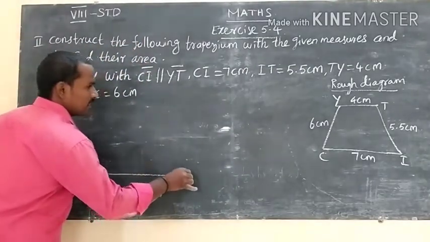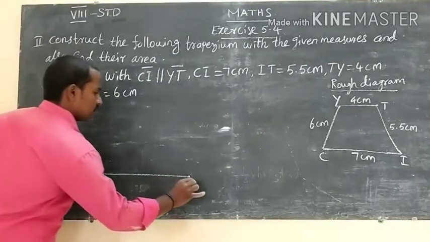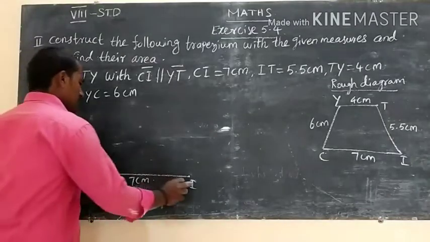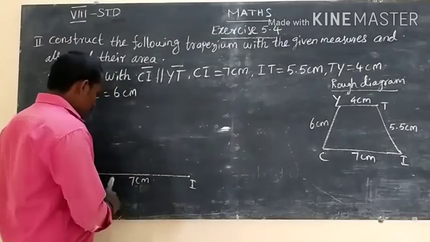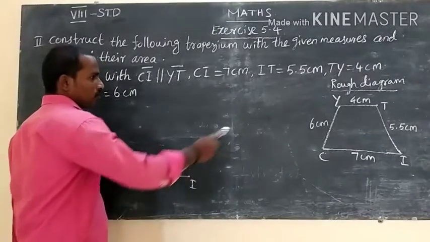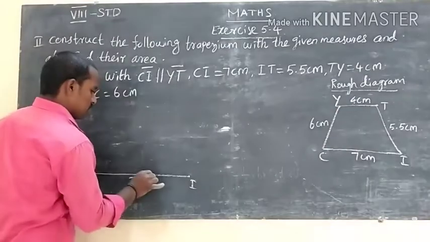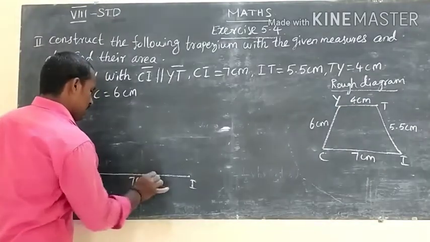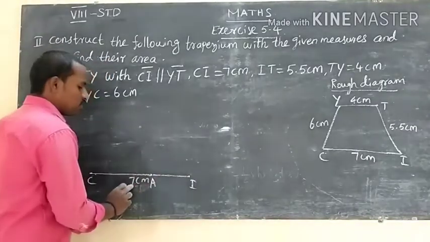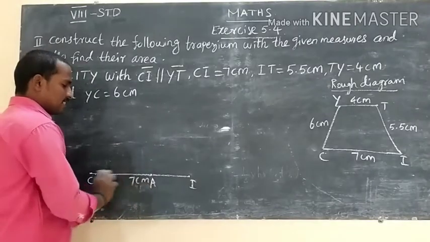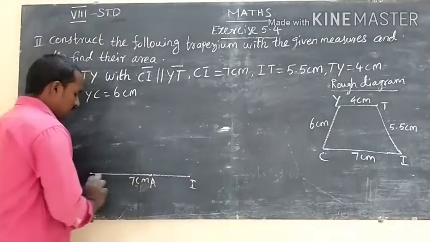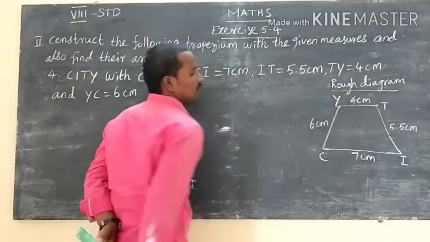Draw the line segment CI 7 centimeter. Using the ruler, draw the line segment CI equal to 7 centimeter. Mark a point A on CI such that CA is equal to 4 centimeter. This is A, meaning CA is equal to 4 centimeter. First step is draw the line segment CI equal to 7 centimeter. Then mark a point A on CI such that CA is equal to 4 centimeter.